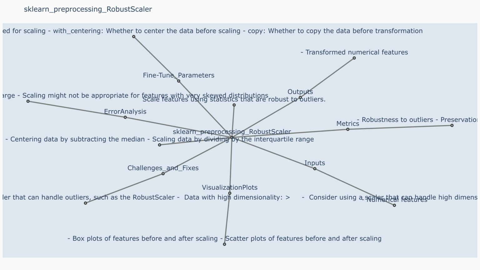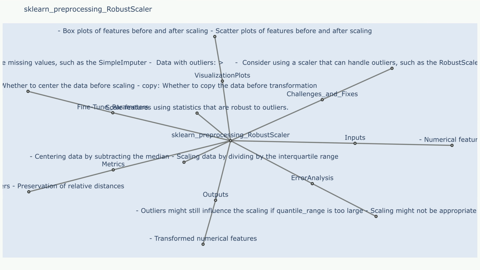sklearn.preprocessing.RobustScaler. Description. Robust scaler transforms features by removing the median and scaling the data according to the quantile range. This method is less prone to outliers in the data than the standard scaler.